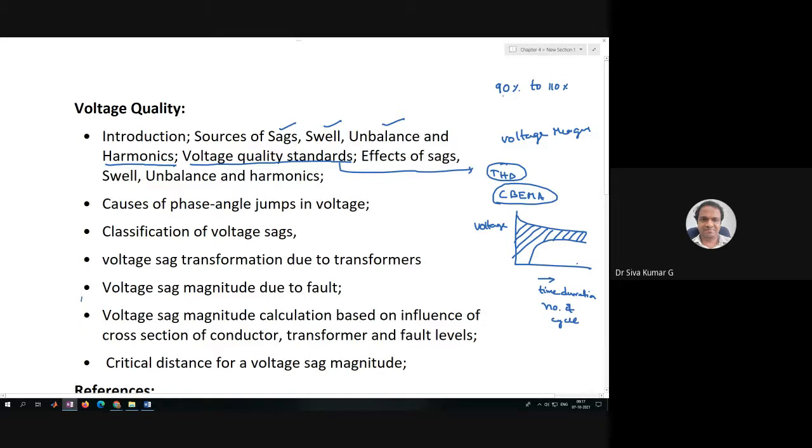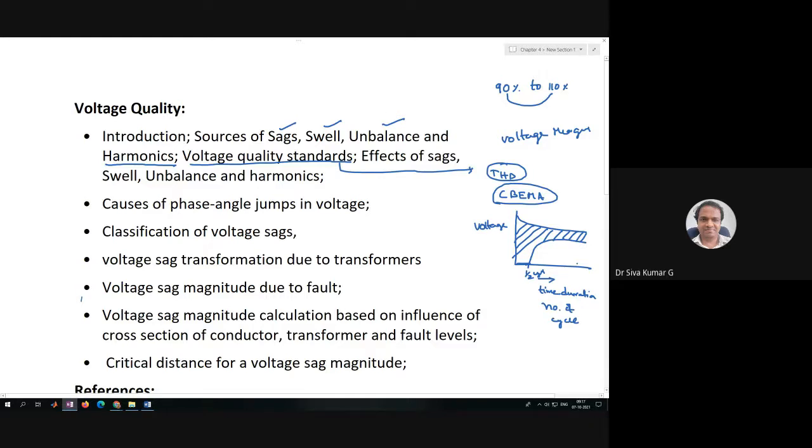I mean, it can give a satisfactory performance when your applied voltage is between 90 to 110 percentage. But anyway, in the case of computer equipment, it is able to withstand a half cycle of zero voltage also. When you're looking at the standards, generally the allowed voltage value is 90 to 110 percentage.